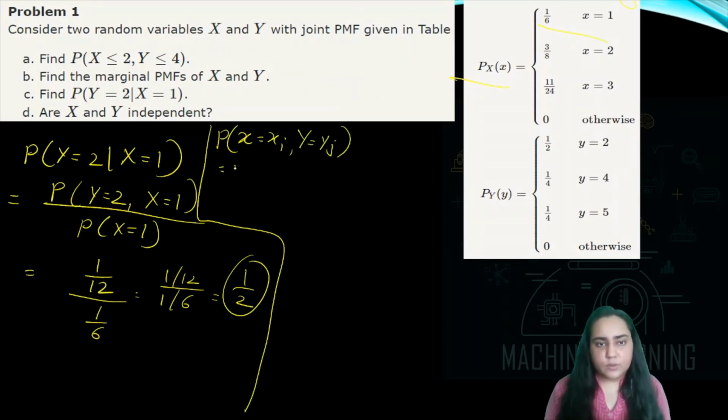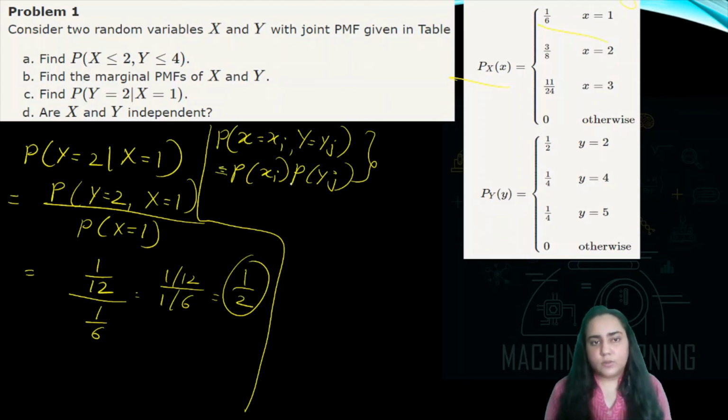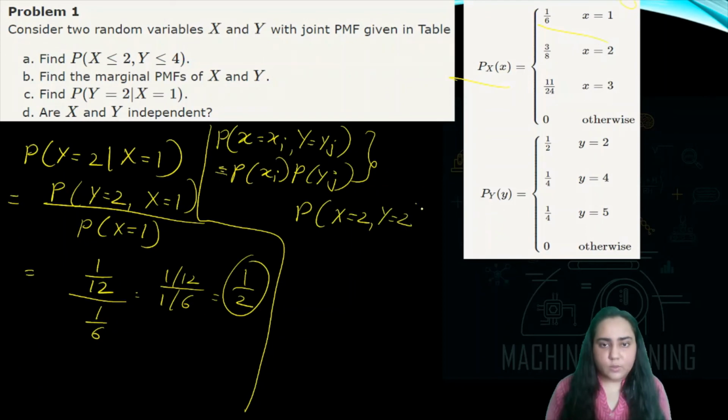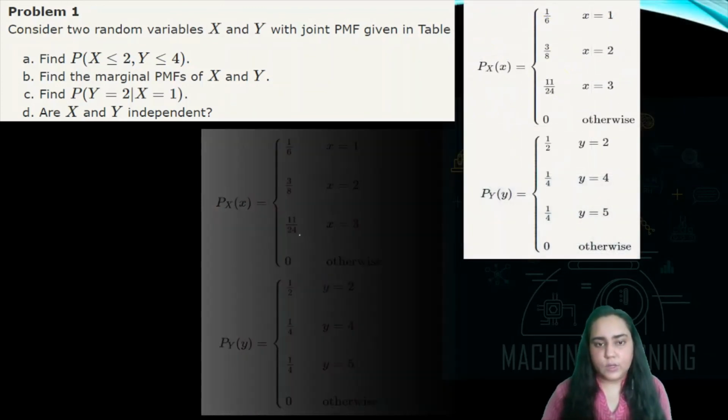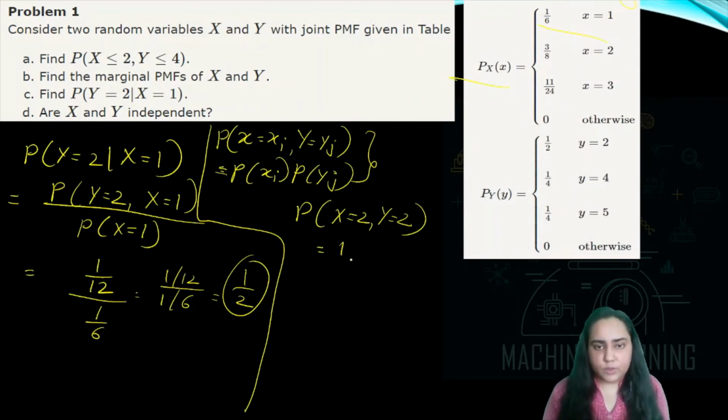If that is equal to p of xi into p of yj. Okay, if this is true for all values of x and y, then you can say that they are independent. Okay, so I'm just going to prove that it is not true, because when I take p of capital X equal to 2 and capital Y equal to 2, from my previous table I can see that x equal to 2 and y equal to 2 is actually 1/6. Okay, I have 1/6 here. So this is actually equal to 1/6.